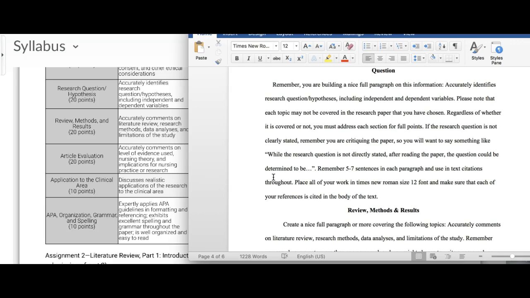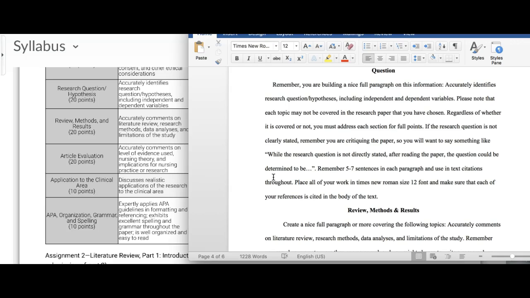The data analysis is the way that the data was analyzed during the study. And that, of course, will depend on whether you're looking at a qualitative or a quantitative or a mixed method study. So be clear about, for example, if you're looking at a quantitative study, what specific statistical analyses were done, were described by the authors. And then the limitations of the study.